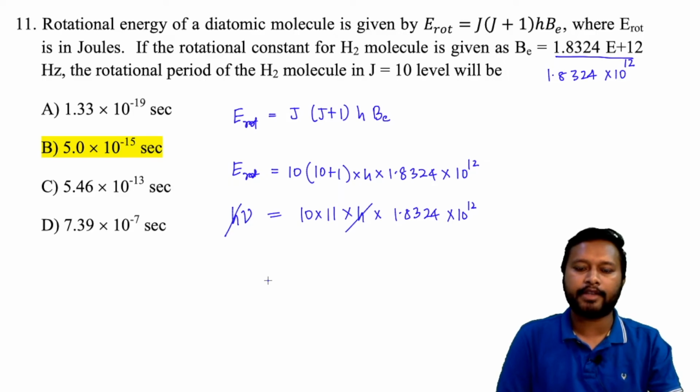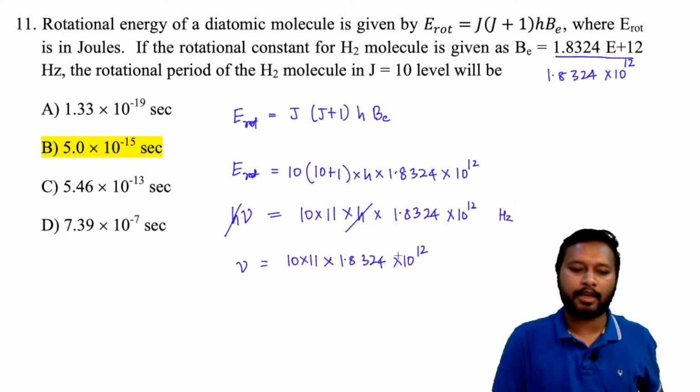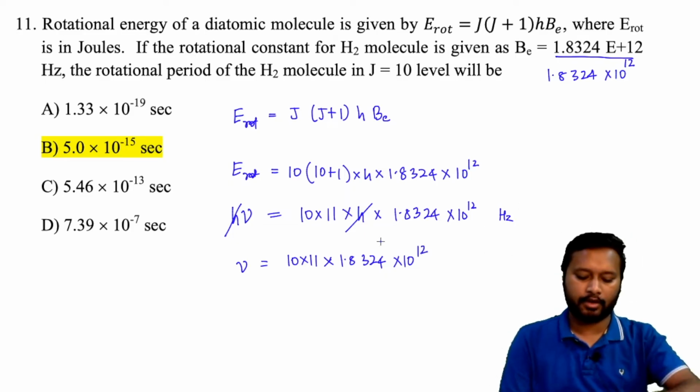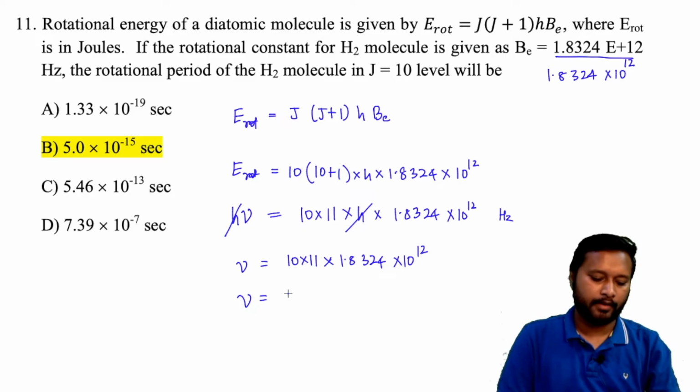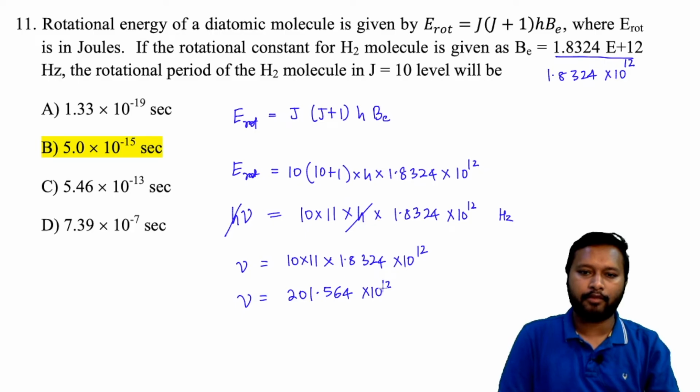Now this h and this h can be cancelled out. You have got your frequency here, and frequency will be in hertz because B_e had a unit of hertz. So that is going to be 10 into 11 into 1.8324 into 10 to the power 12. I'll use my calculator to do this. On calculating, 10 multiplied by 11 multiplied by 1.8324 gives me 201.564 into 10 to the power 12. That's what I will get.